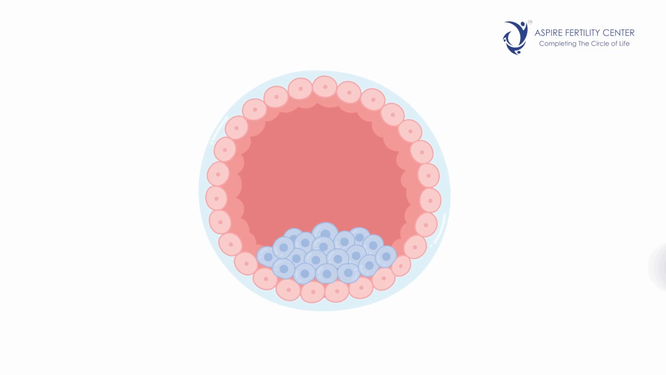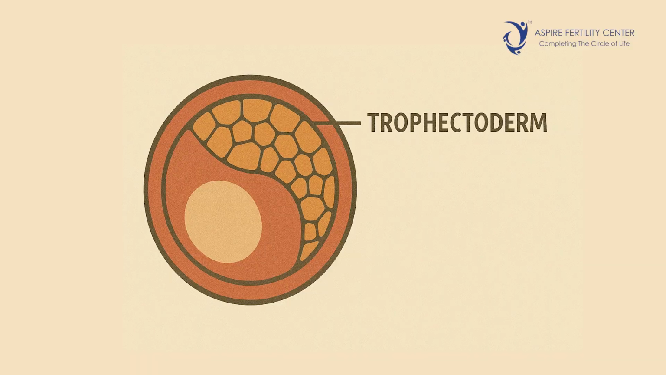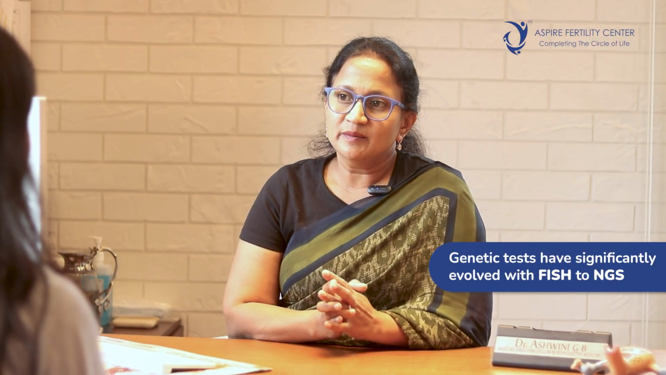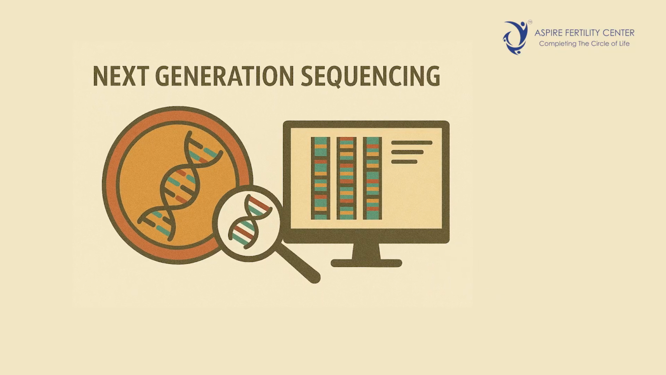Now, when we have embryos coming up to day 5, we know that the cell number is more, and taking only about 5 to 10 cells out of the trophectoderm doesn't harm the embryo. So this is something that is very encouraging. At the same time, the genetic tests also have undergone remarkable change over a period of time. From FISH to NGS, we have evolved a lot with respect to tests, and tests now are extremely refined and give more authentic genetic information about the embryo.